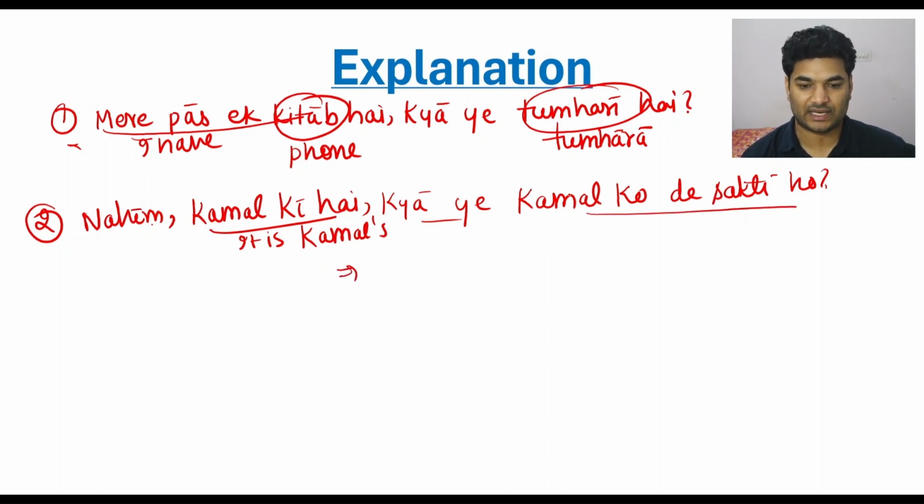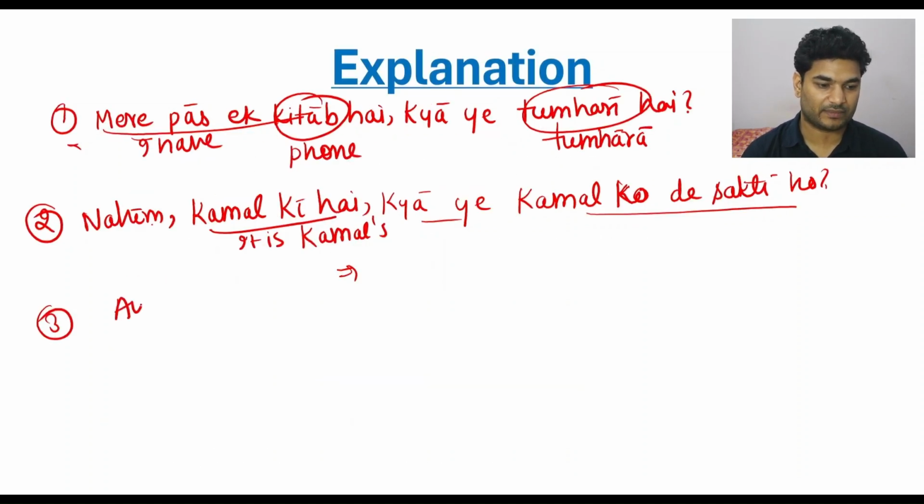Let's make more sentences like this. क्या तुम कमल को फ़ोन कर सकती हो? Can you call Kamal? क्या तुम कमल के साथ आ सकती हो? Can you come with Kamal? क्या तुम कमल के यहाँ जा सकती हो? Can you go to Kamal's place? क्या तुम कमल के लिए खाना बना सकती हो? Can you cook for Kamal? Right?